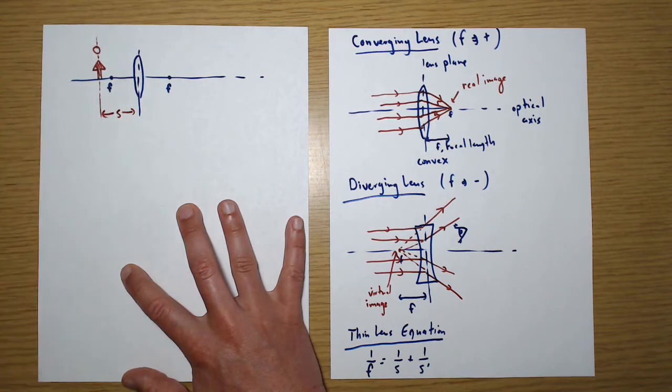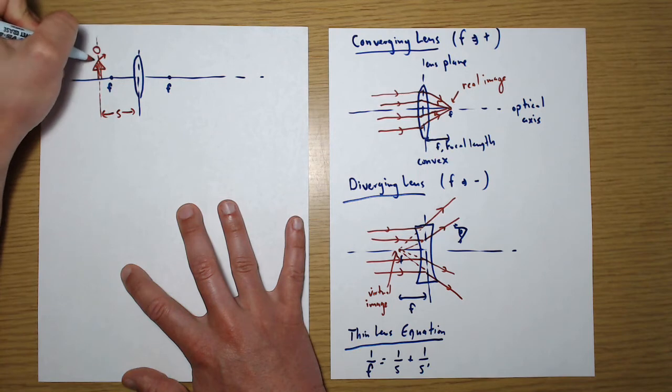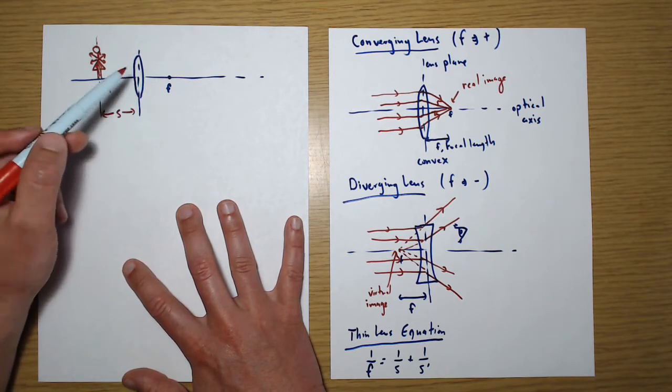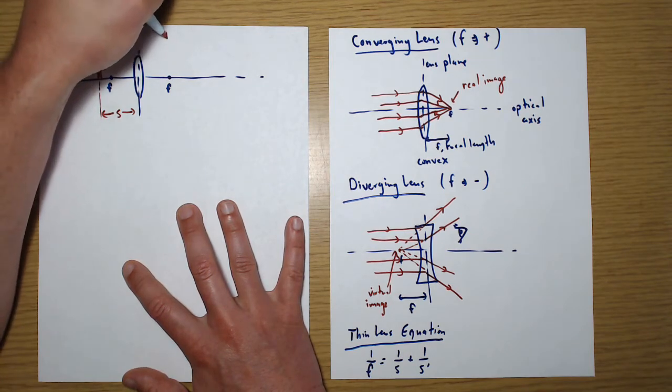It's the object distance. Now, this tree is luminous, so it's either reflecting light in all directions, or it's transmitting light in all directions. And there's an infinite number of rays that actually pass through this lens, but we're going to focus on a set of rays called principal rays.